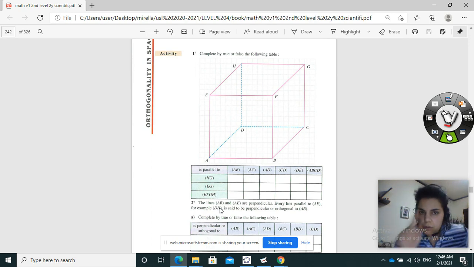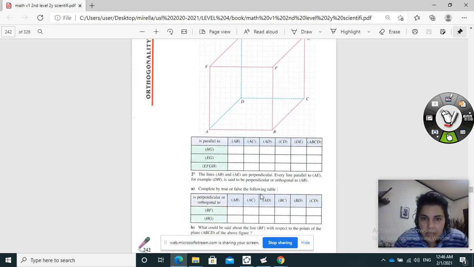Now what you're going to write in the copybook, guys? Take part 1, the revision of all those figures, the activity in part 1. Okay, so I will finish it. Then we have part 2, forming a plane, a horizontal revision from grade 10. Now here, if I look at those two lines, let's start the first question. Perpendicular and orthogonal, it's very important to do this.